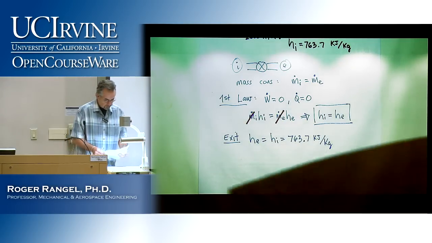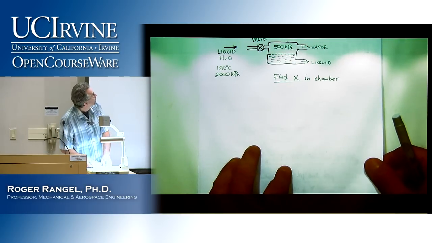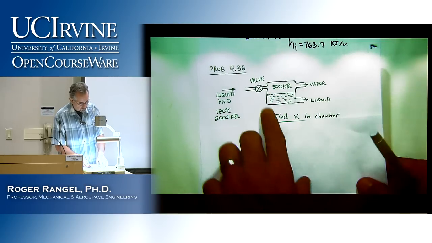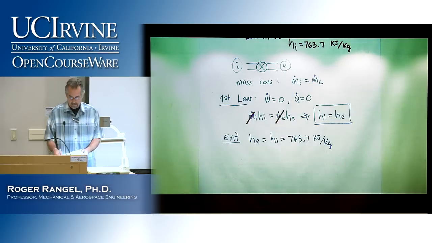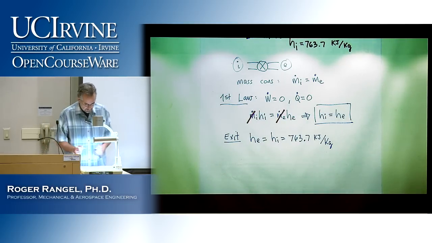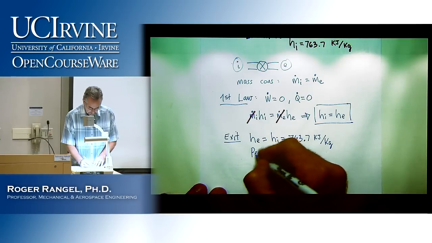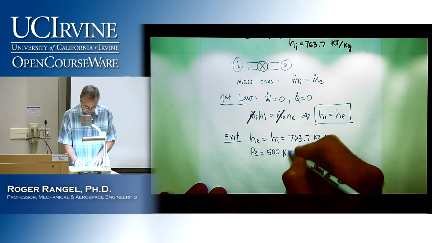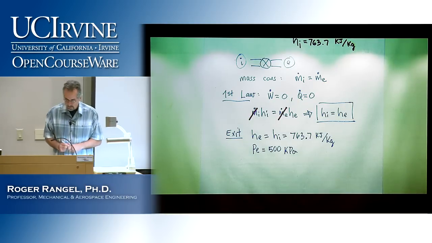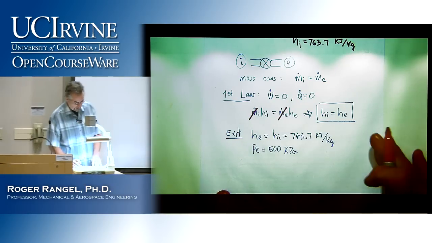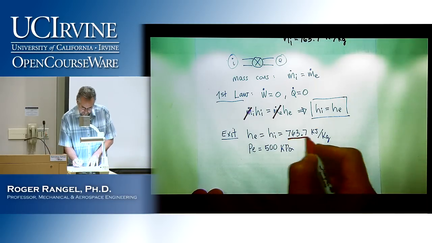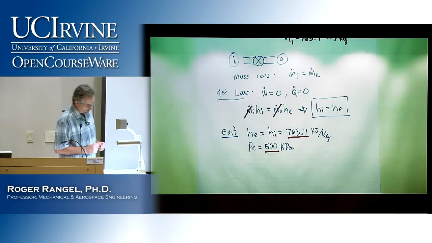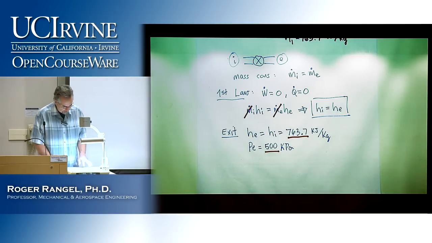And what else do I know about the exit? That's listed here also in this cartoon. We know that the pressure in the chamber here is 500 kilopascals. So of course that's the pressure on the backside of the valve. So we know that here too, so we can write that here. P at the exit is 500 kilopascals. So now we have two data points for the exit fluid. We know its enthalpy, and we know its pressure. And from the state postulate, we know that's enough for us to determine the state at the outlet.